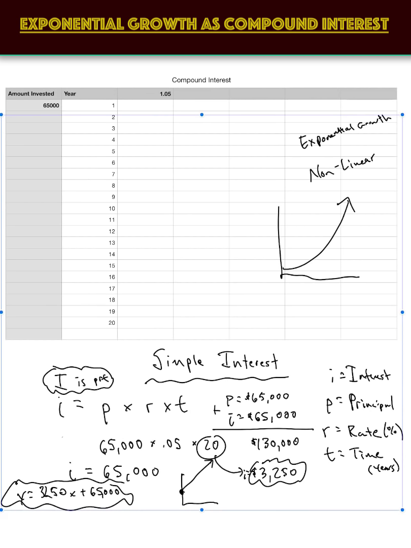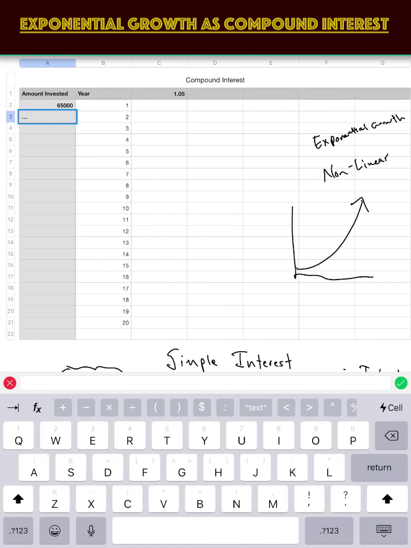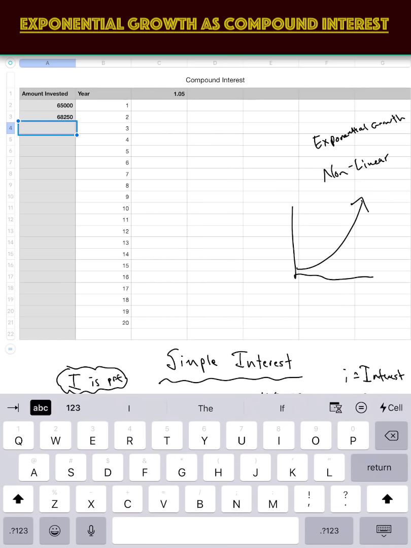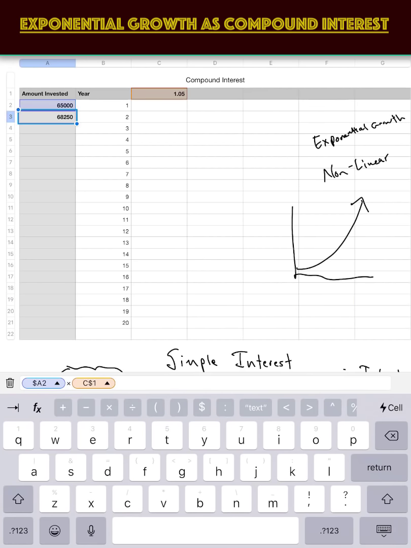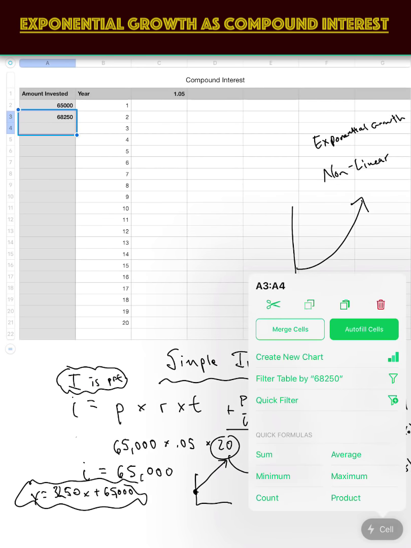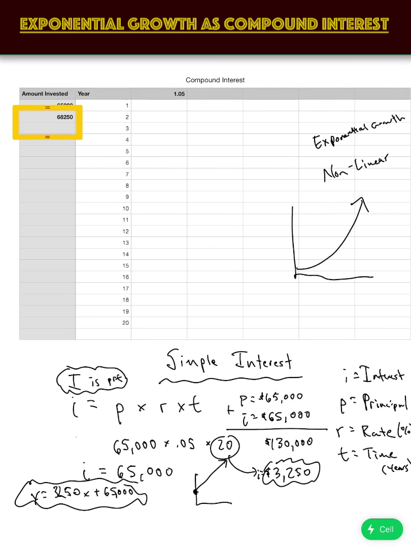So over here we have our formula. After year 1, we're going to end up making the same as if it were simple interest. So you can see the difference between $65,000 and $68,250 is the same amount that we made in simple interest. It is $3,250. However, the very next year, this amount changes. If it were to be $3,250, then we should have $71,500. However, this is not the case.